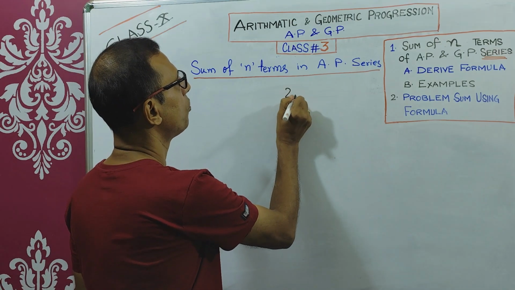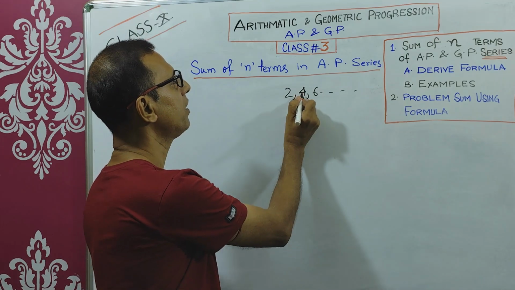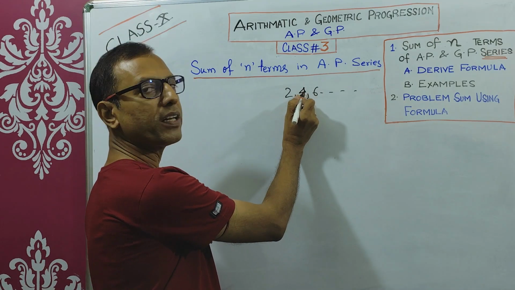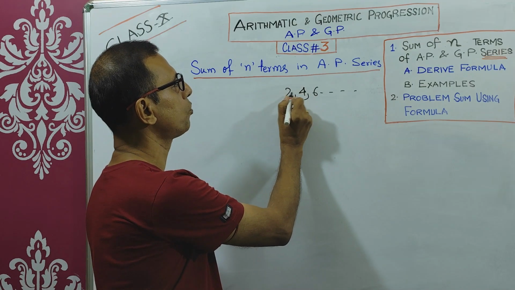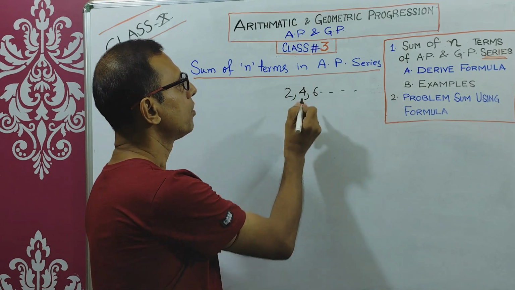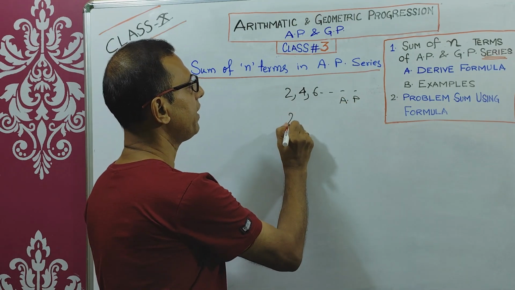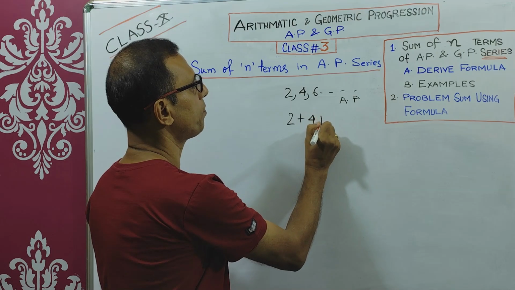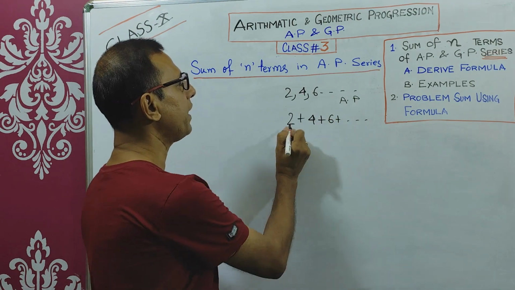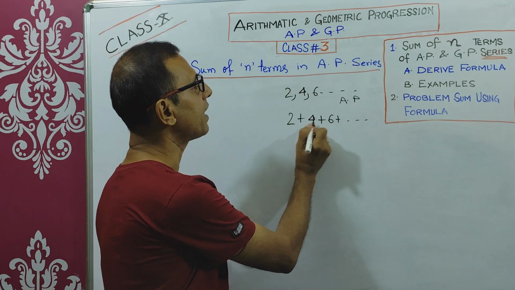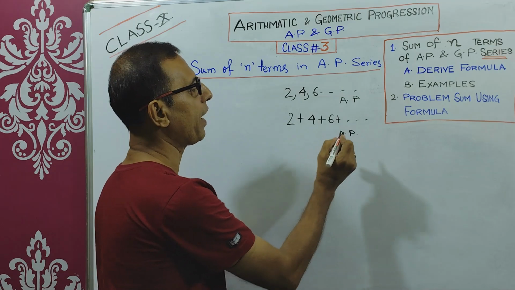Let's say 2, 4, 6. This is an arithmetic progression where the difference between two consecutive terms is equal. That is, the common difference is 2. 4 minus 2 is 2, 6 minus 4 is 2. So this is an AP, arithmetic progression. But when I say 2 plus 4 plus 6 plus and so on, it is still an AP, but it's an AP series because I am expressing it in the form of addition.